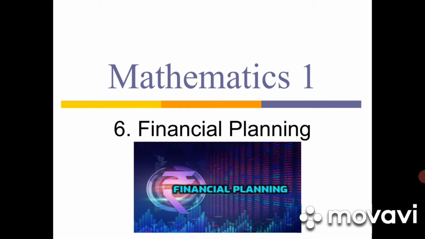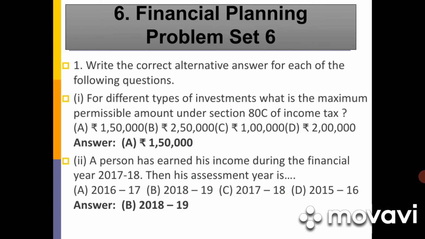Hello students, in Mathematics Part 1, let us continue with Chapter 6, Financial Planning and solve Problem Set 6. Question 1. Write the correct alternative answer for each of the following questions. Subdivision 1. For different types of investments, what is the maximum permissible amount under Section 80C of income tax? The correct answer is option A, rupees 1,50,000.